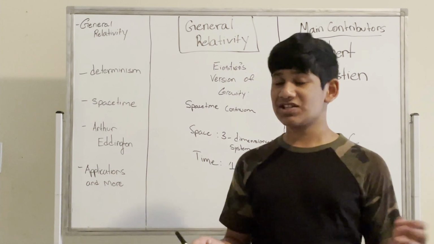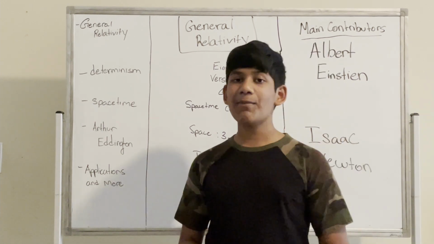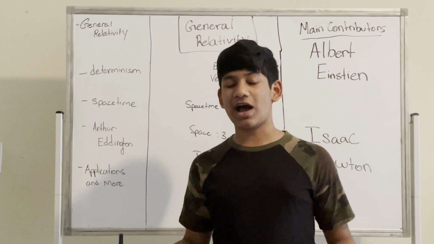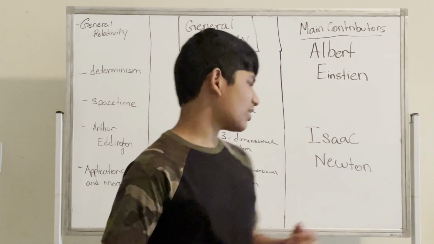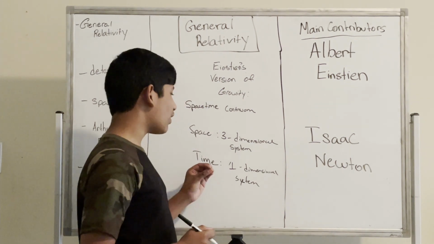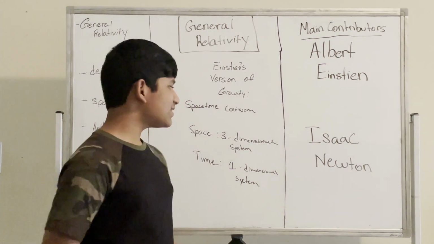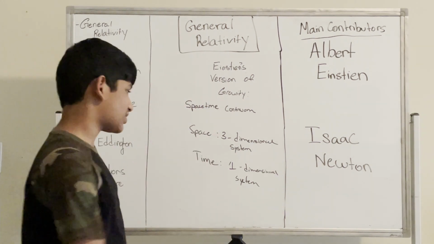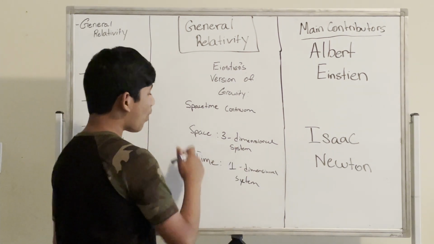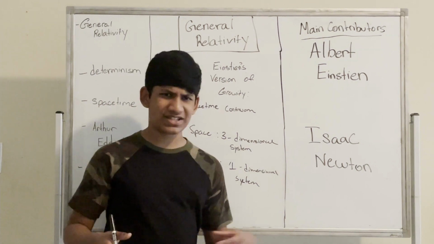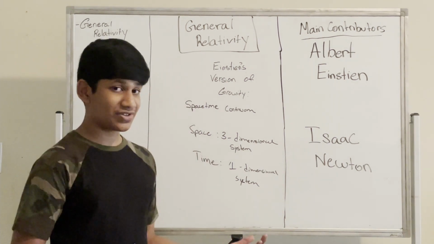But Einstein, and specifically Hermann Minkowski, who was one of Einstein's professors, combined space-time. Einstein and Minkowski stated, what if we combine space and time? And he stated that space-time is a four-dimensional system, because we have a three-dimensional system and a one-dimensional system. But why do we need to combine space and time together to make a four-dimensional system?